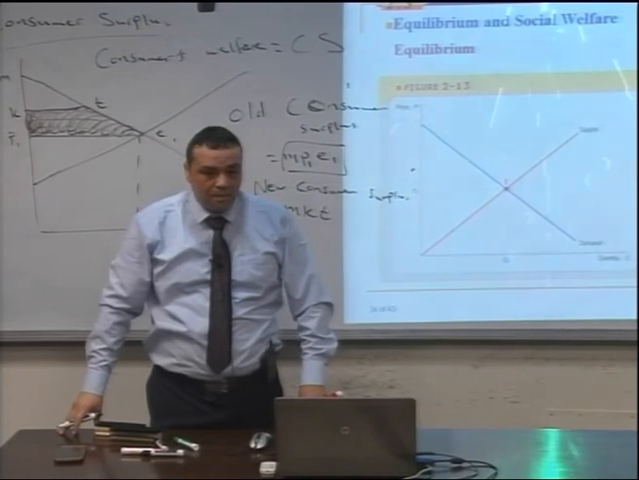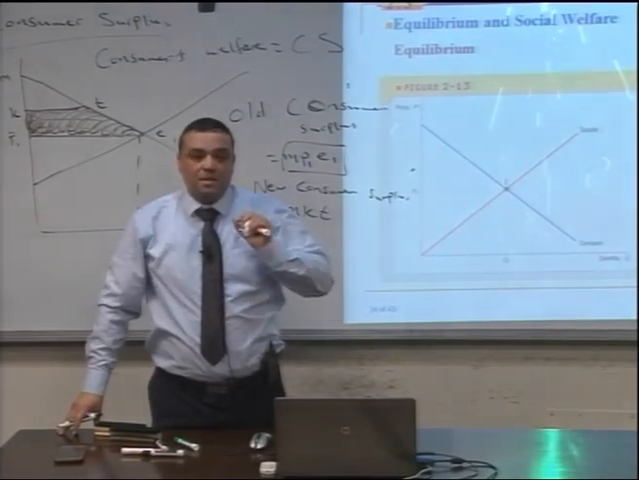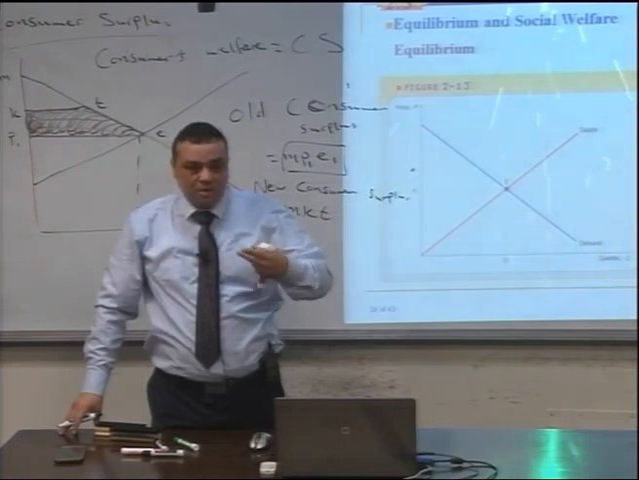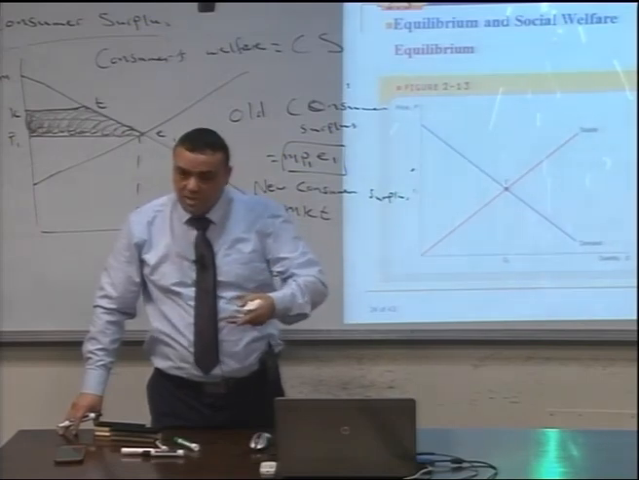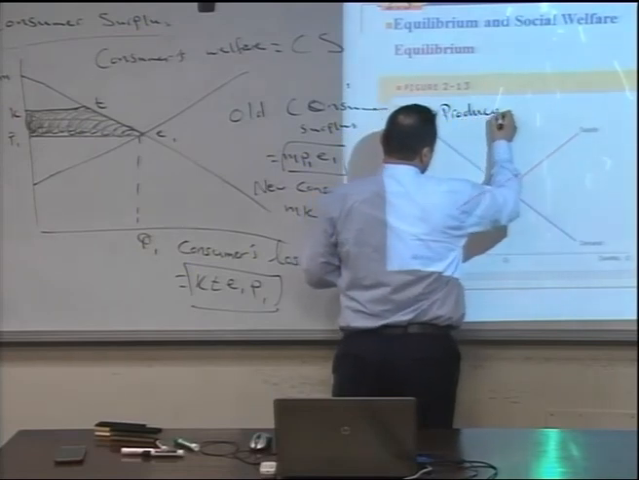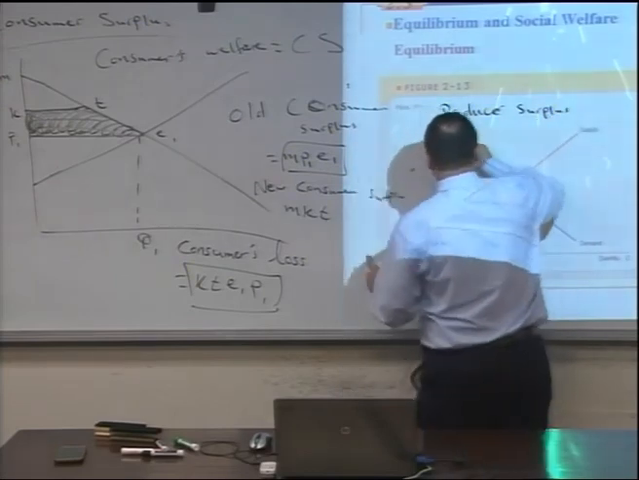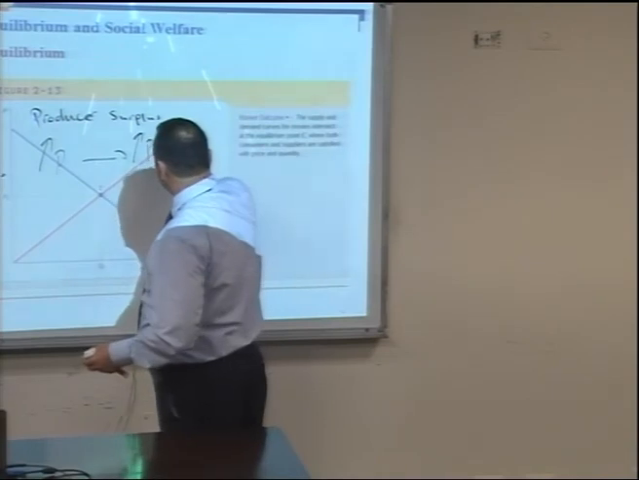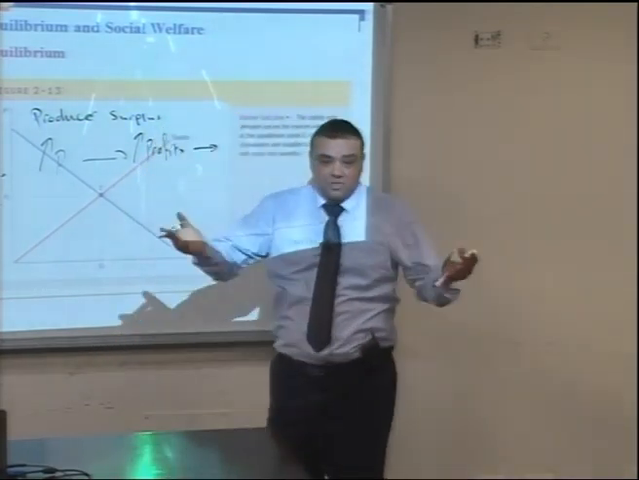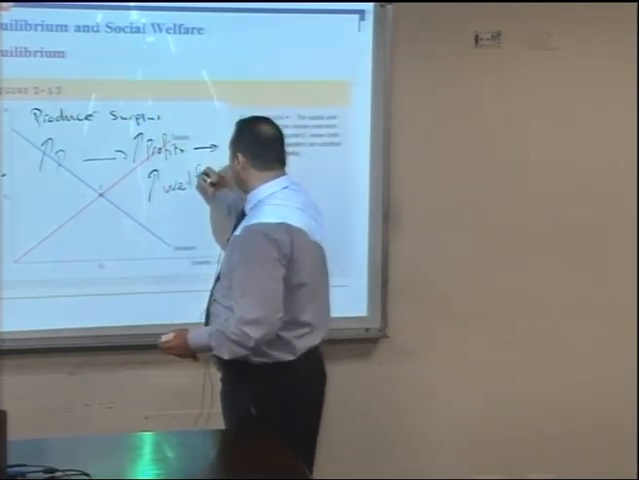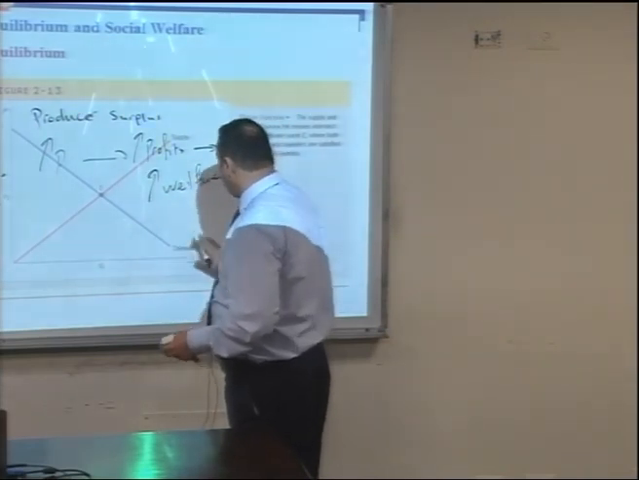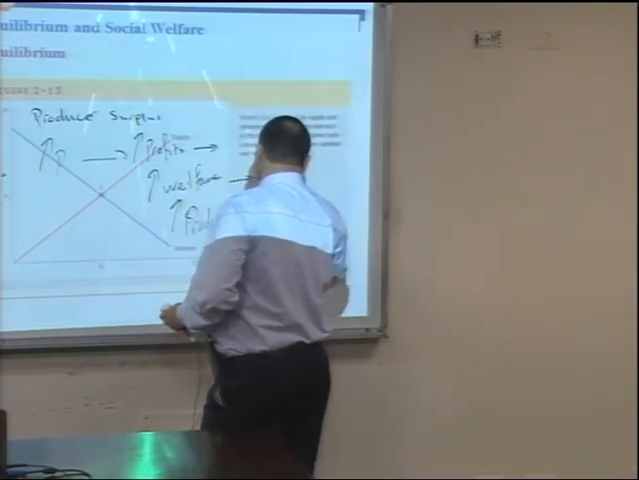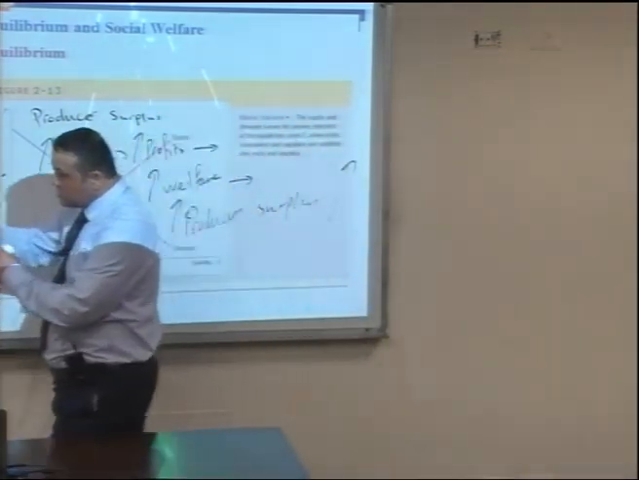What about the producer surplus? As the price goes up, the profits go up as well. So the producers will gain more benefits or more profits. So their surplus will increase. As for the producer's surplus, as the price goes up, what will happen? Their profits go up. So their welfare goes up, increasing their welfare. And we can say that the producer surplus goes up. Let's check it on the graph.